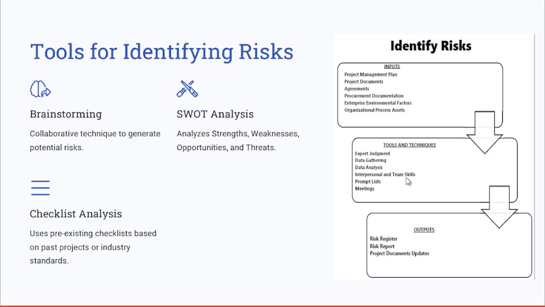So the tools and techniques here are expert judgment, data gathering, data analysis, prompt lists, and meetings, also including brainstorming, SWOT analysis, and checklist analysis. And the outputs here would be the risk register, the risk report, and project document updates.